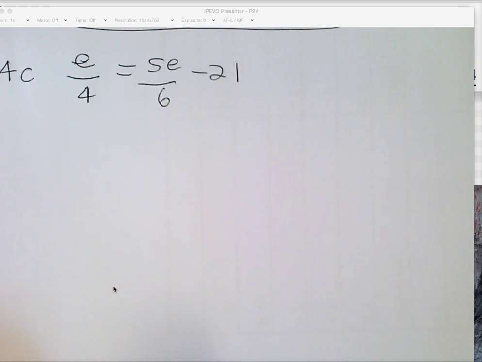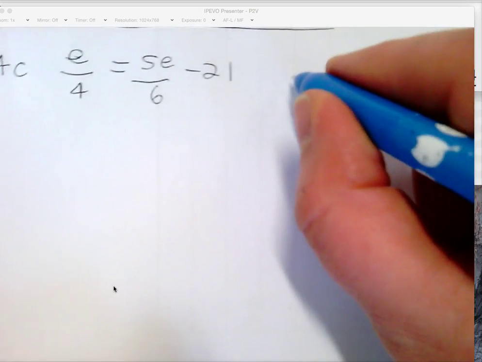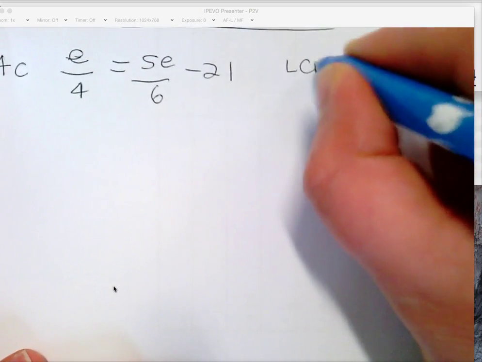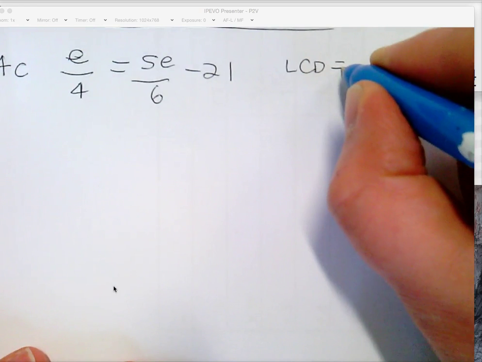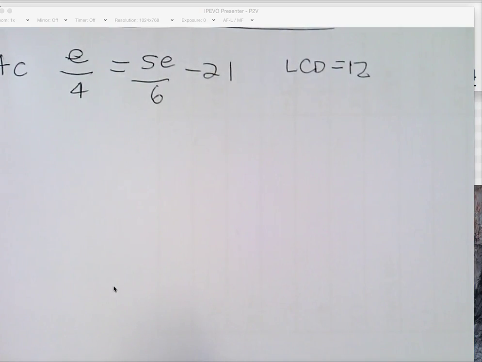Forget cross multiply. Okay, what's the lowest? What number do 4 and 6 go into? 24. Yeah, but something smaller as well. So whenever you do 4 times 6 is 24, halve it and just check if they both go into half that. Okay, so I'm going to multiply both sides by 12.